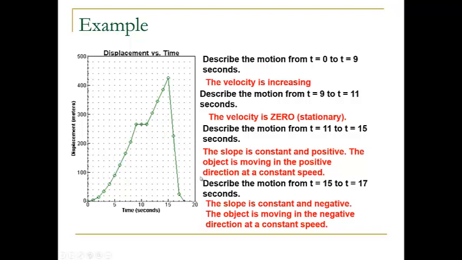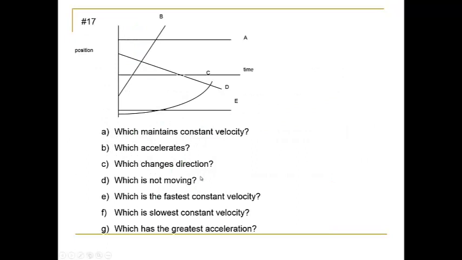Look at your homework packet at number 17. Again, I want you to take a moment to go through those. You have a position versus time graph that you're looking at. A is up here on the top. B is this angled line.